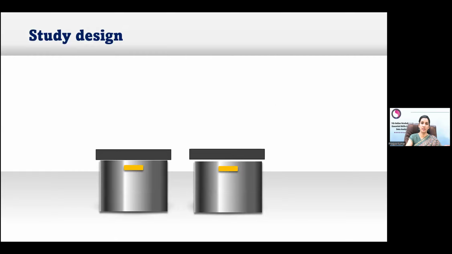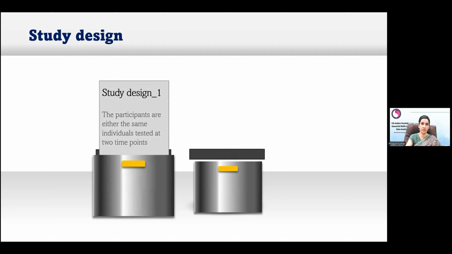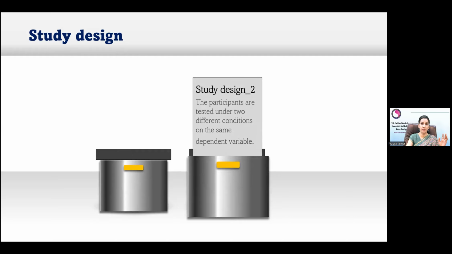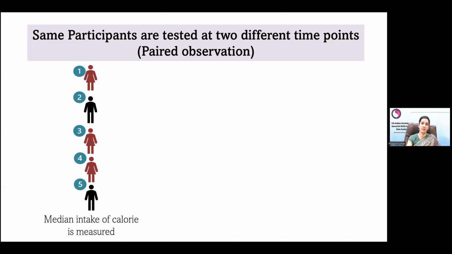So what are the study designs for which we can use this paired sample t-test? The first type of study design can be that the participants are the same individuals tested at two different time points, like maybe the season or pre-post intervention, or it can be the participants tested under two different conditions on the same variable. Like in this case, blood pressure machine, again, the different conditions mean like an automatic blood pressure machine or a manual blood pressure machine. So we may use the independent sample t-test.